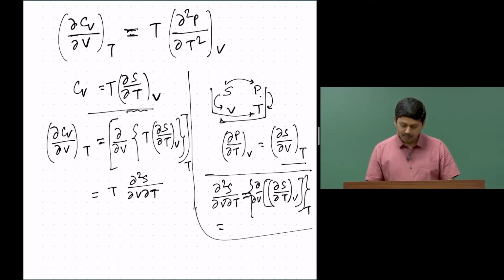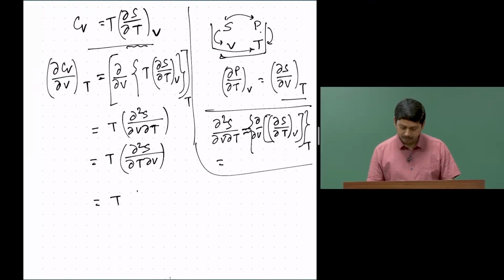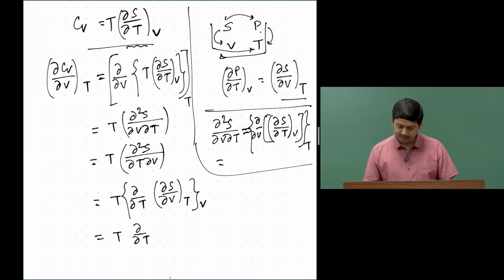Now, we know that s is an exact differential. So, therefore, we can write that as del 2 s by del T del v as well. Once we do that, we can write T del by del T of del s by del v at a constant T, and this whole thing at a constant v. Now, we know that del s by del v at constant T from the Maxwell relation is nothing but del p by del T at constant v.